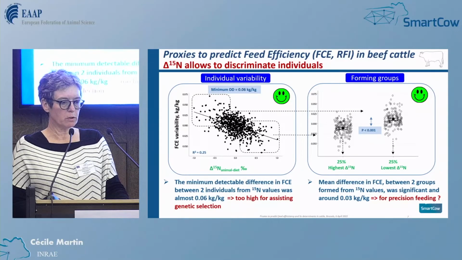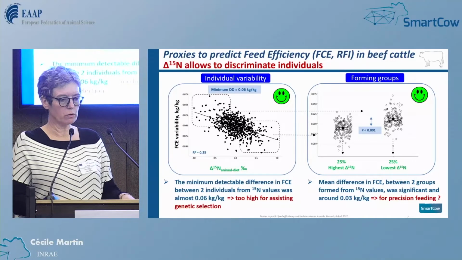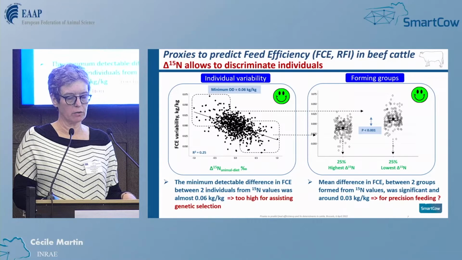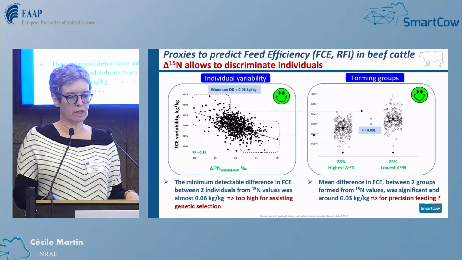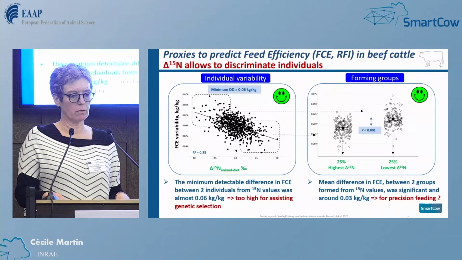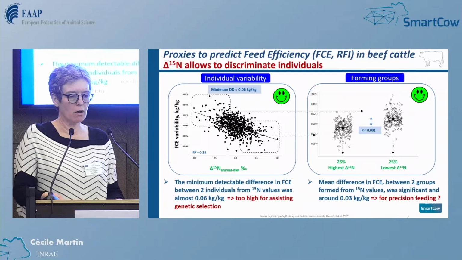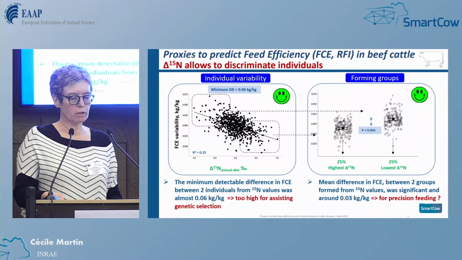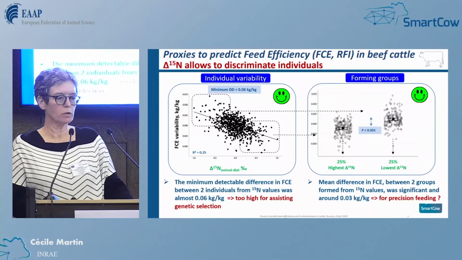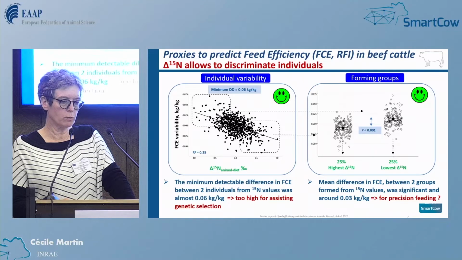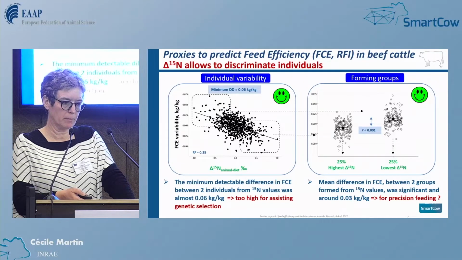However, it was possible to form two different groups of animals from their 15 nitrogen values, the 25% highest and lowest, and between these two groups, the difference of feed conversion efficiency of 0.03 point was significant. So this is an interesting concept that we would like to propose, perhaps for precision feeding.